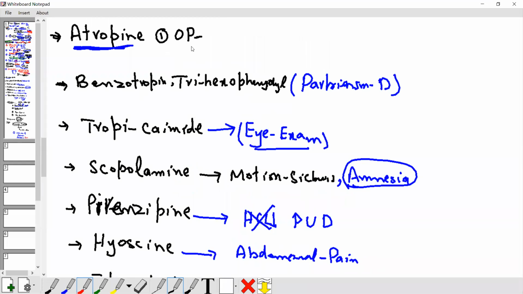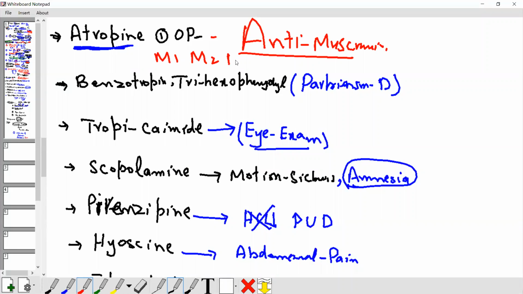All these drugs are which group? Antimuscarinic group. Antimuscarinic group M1, M2, M3, M4, M5. They block all these receptors. Understand? So these are antimuscarinic group. This is the first group. Benztropine, tropicamide, atropine, scopolamine. Any problem with these drugs? The use is clear?